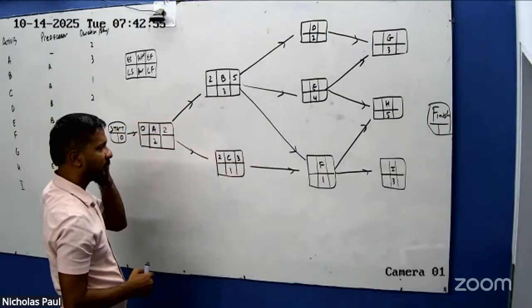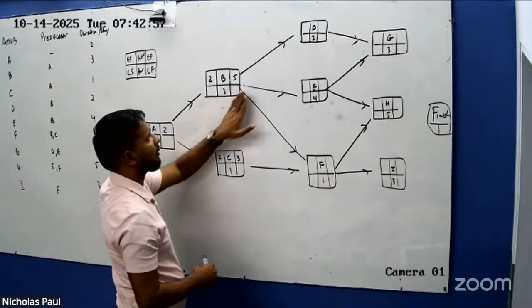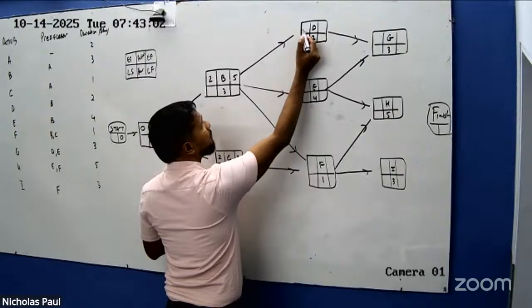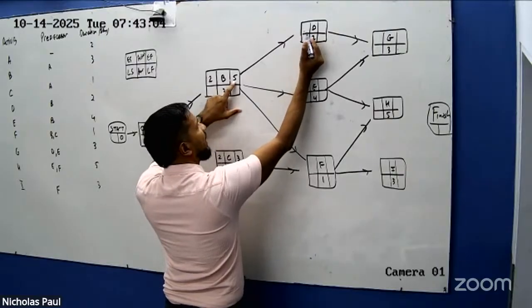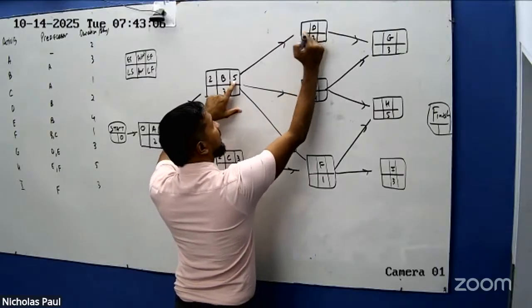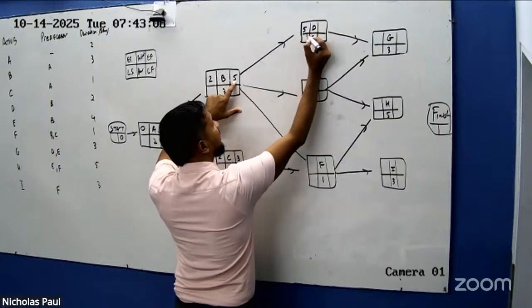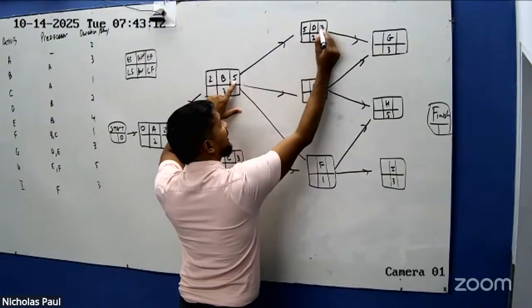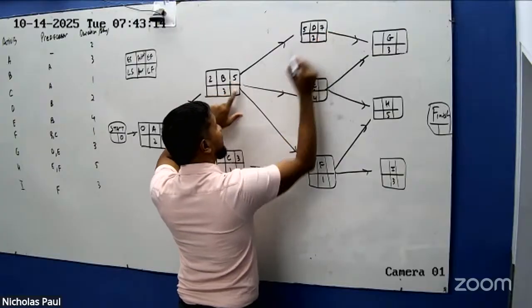All right, now let's come up here. Let's go to D. What's the earliest time D could start? B had to be done, so that will be 5 days. That's the earliest D could start. 5 plus 2, 7. That's the earliest D could finish. Let's go to E now.